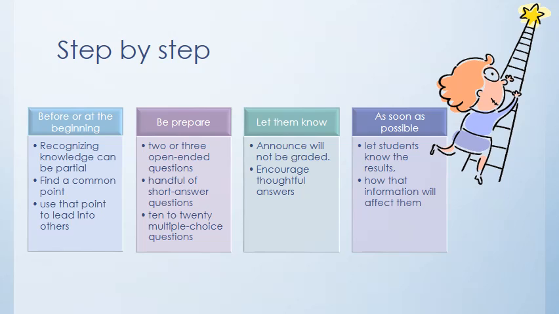Step 3. Write your open-ended questions on the chalkboard or hand out short questionnaires and announce that they won't be graded, and encourage the students to give thoughtful answers that will help you make effective instructional decisions. Step 4. At the next class meeting, or as soon as possible, let the students know the results and how that information will affect them.